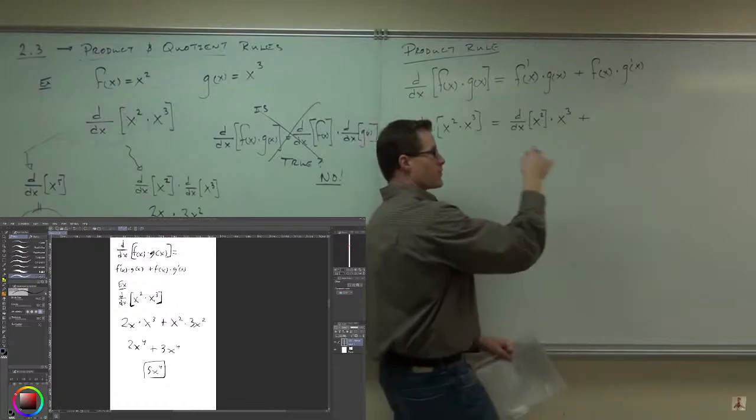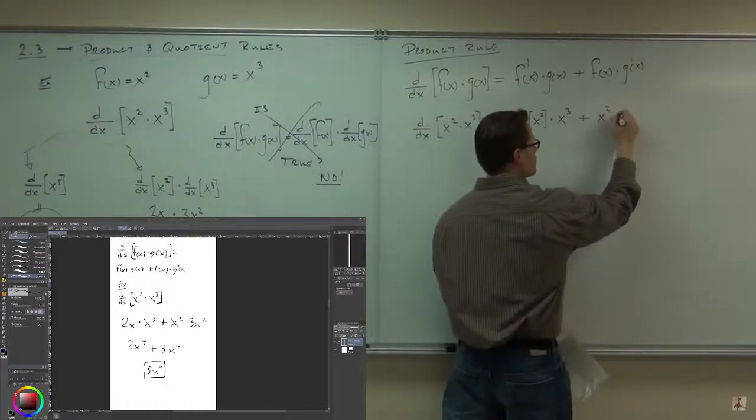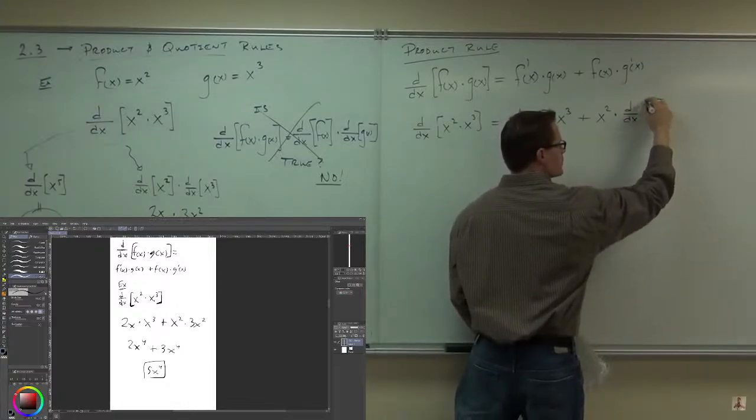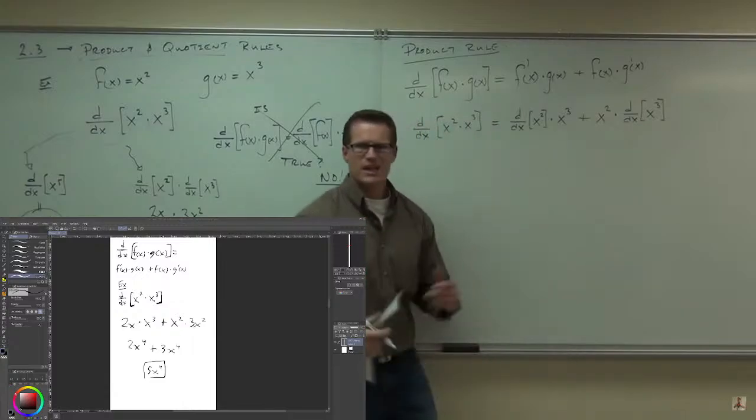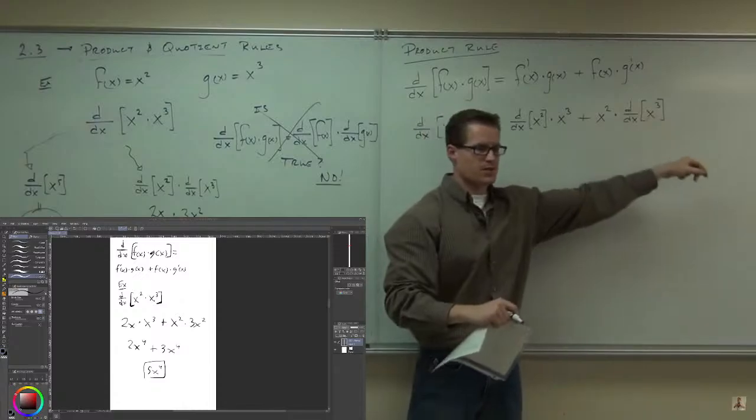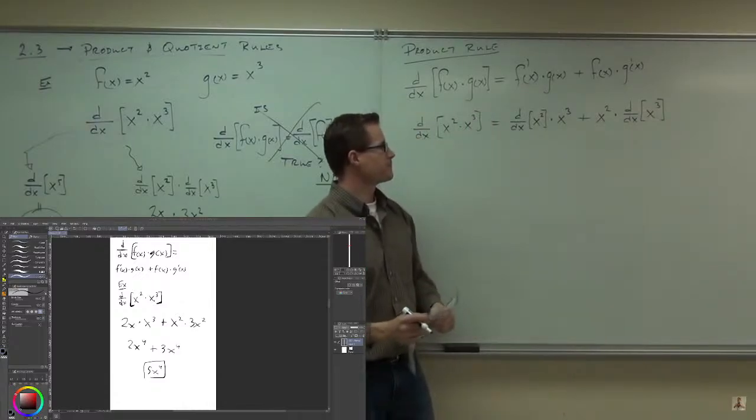Then you write your first function times the derivative of your second function. In English, it says derivative of the first times the second plus the first times the derivative of the second. Let's see if it works.